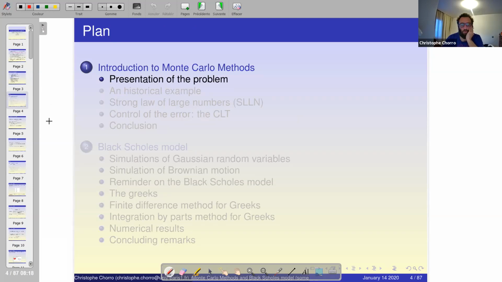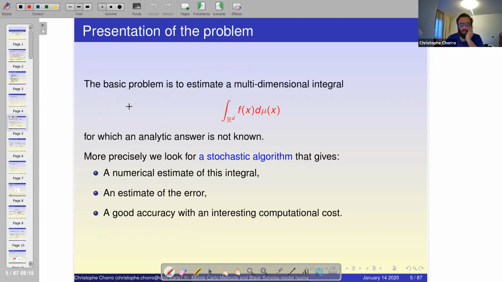Okay, so presentation of the problem. When we want to use the Monte Carlo method, what we want to do, in fact, is to approximate integrals that may be written this way, where you have mu here that is a measure, and that you are not able to compute explicitly. In some sense, you don't have a primitive for f, or not an easy way to compute it. And when we deal with Monte Carlo methods, we are looking for a stochastic algorithm. By stochastic, I mean something that is in the framework of the course of probability.